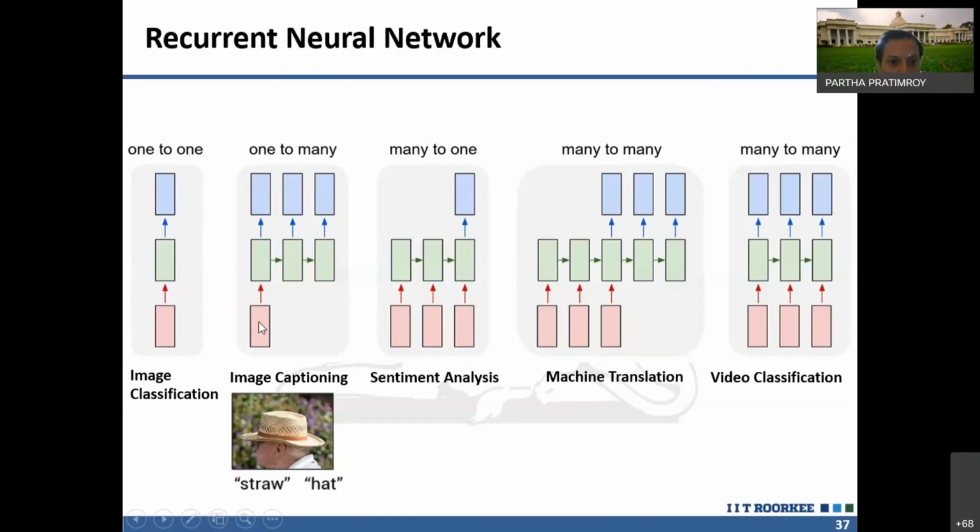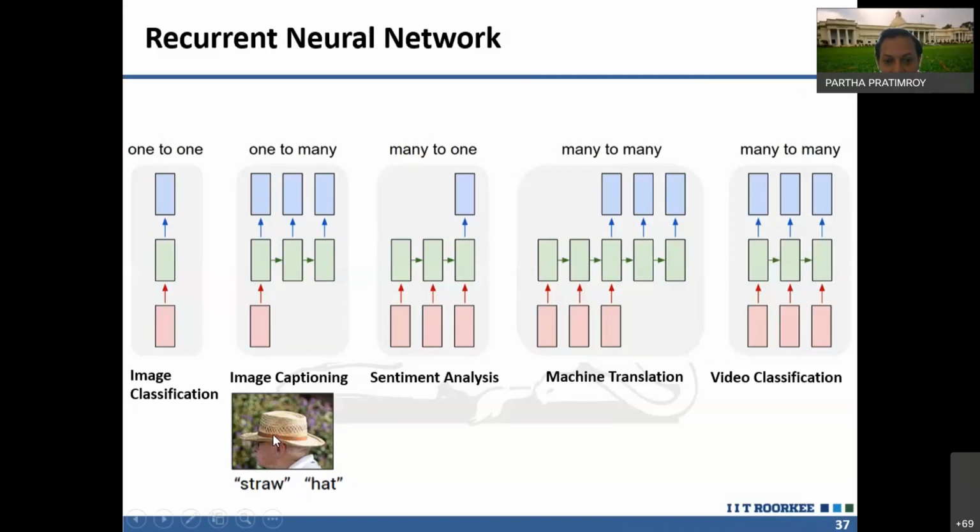So we give only one input, an image. For example, image captioning. We give an image, and from this image it extracts some features, and from those features we understand what the objects in this image are. That's called image captioning. It means we want to find some words for this image.